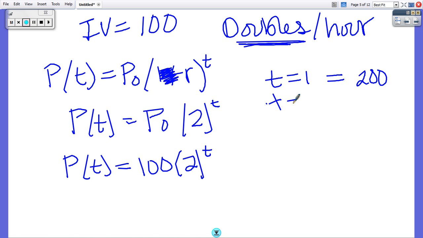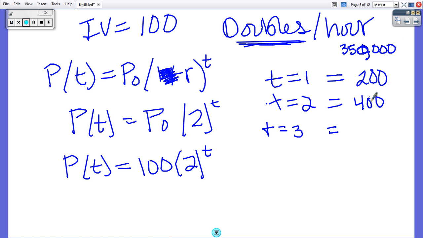When t is 2, put 2 in for t, I get 2 to the second is 4. 4 times 100, 400. And I could do t is equal to 3. So see, I'm starting to get closer to that number that we're looking for, 350,000. That's what they want to find. When is that going to happen? Well, we've got really small numbers now, but we're growing exponentially. If I substitute 3 in, I get 2 to the third power, which is 8 times 100 is 800. And you would keep going and going. So we know that we can write our model as this.